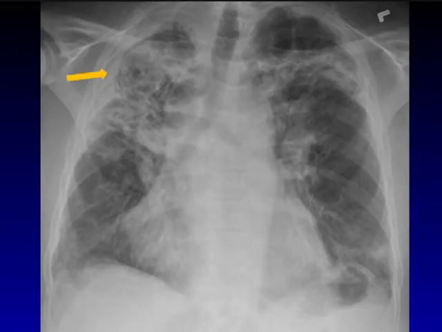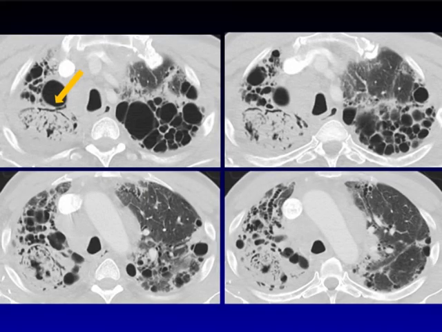So here's a great example of a patient with Monod sign. There's an air crescent and heterogeneous opacification of the right upper lung, and corresponding CT images demonstrate our mycetoma. There's also some honeycombing or honeycomb-like changes in both upper lungs.